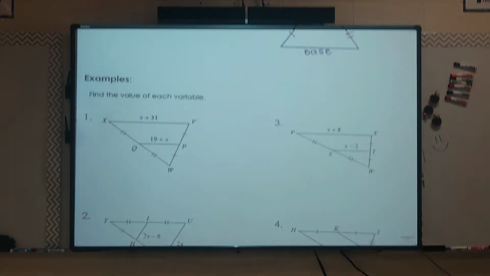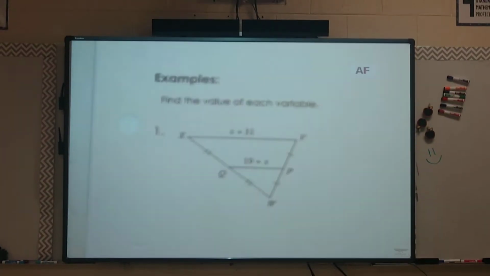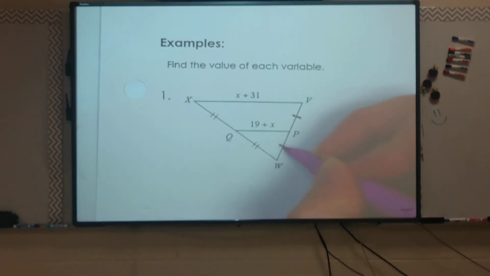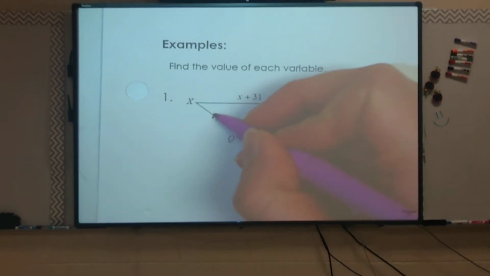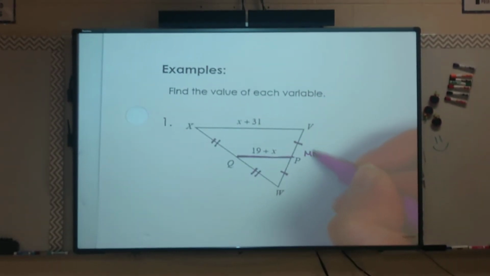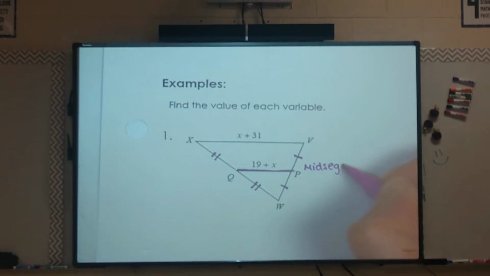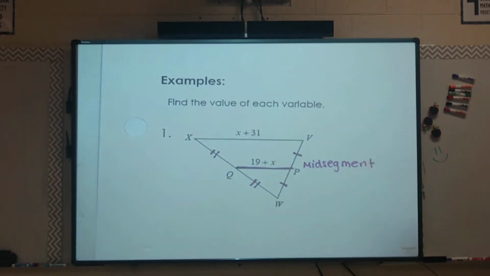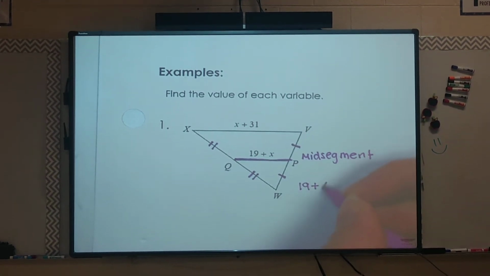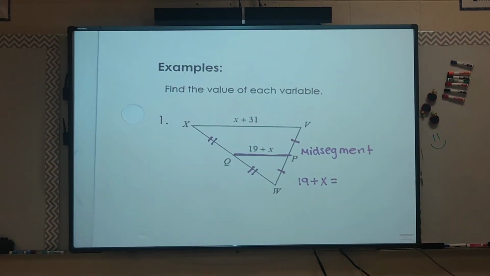Okay, so example number 1 shows us these congruent marks here to say it's bisecting both sides. That means this segment in the middle has to be our mid-segment. You can just call it M, but I'm writing that out for right now. And we know that that mid-segment, 19 plus X, is supposed to be equal to half of that base.